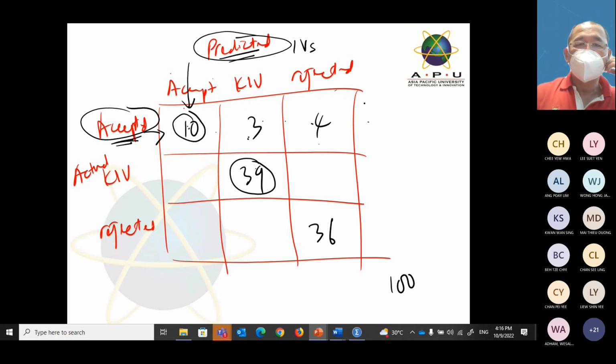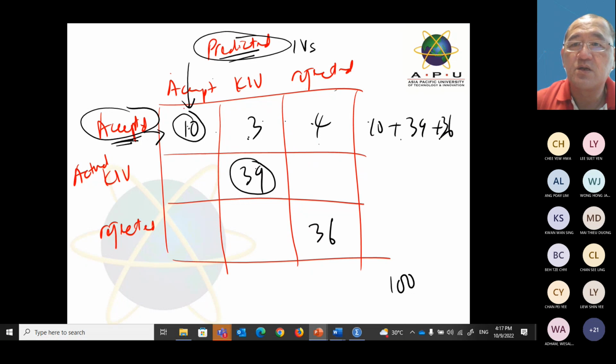Any question so far? Maybe too fast. So our sample size is 100, but if the diagonal added up is not equal to 100? Good question. Suppose not 100. The diagonal part is 10 plus 39 plus 36, and then over 100. Answer? Hello? Anyone?